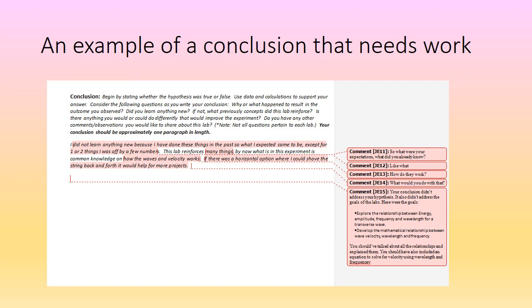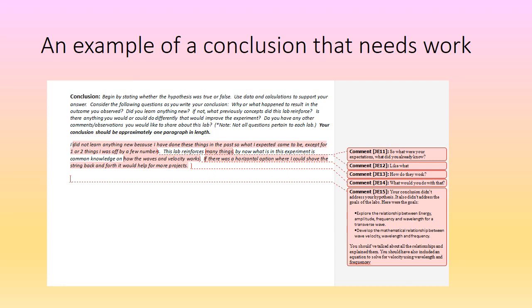And then I just gave another little comment that said, your conclusion didn't address your hypothesis. If you look through, he doesn't once say my hypothesis was true or false because of this. So it didn't address the hypothesis, it didn't address the goals of the lab. And I copied the goals down here, and they said, explore the relationship between energy, amplitude, frequency, and wavelength for a transverse wave. So somewhere in this conclusion, he should have explained the relationship that existed between those 4 different variables, because that was the goal of the lab.